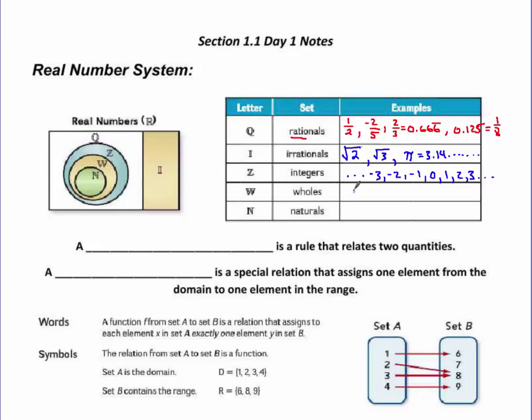Now, whole numbers begin at 0, and they include 1, 2, 3, and they go on forever in the positive direction. But they start at 0, so that's the key. Negative numbers are integers, 0 and up are whole numbers. Natural numbers are exactly the same as whole numbers, except they start at 1. So that's a quick rundown of different types of numbers.